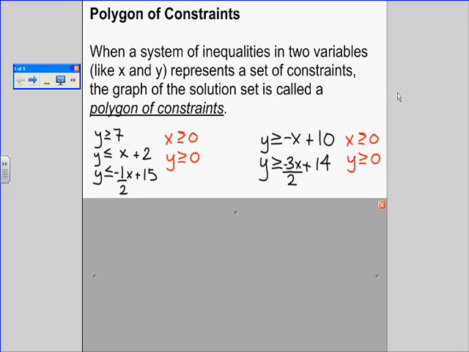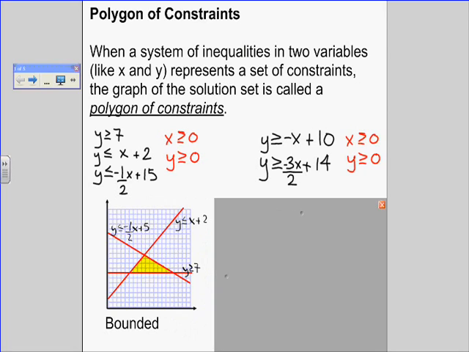So if that was our set of inequalities, and we wanted to graph them all together, we would get something that looks like this. These are our three lines, and we also have our constraint that everything has to be greater than or equal to 0 in the x and in the y. What that looks like is that we're graphing only in the first quadrant. Because x has to be greater than or equal to 0, and y has to be greater than or equal to 0, we only have the first quadrant of our graph.